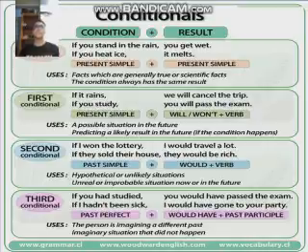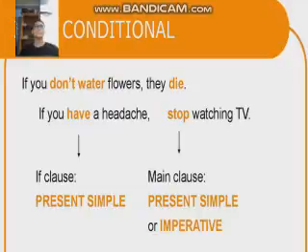Ready? All about conditional sentences in English. We're going to start with the zero conditional, and I'll go through until we get to the mixed conditionals, which are the most complicated. To learn here, choose a comfortable chair, pour yourself a cup of coffee, and let's start.